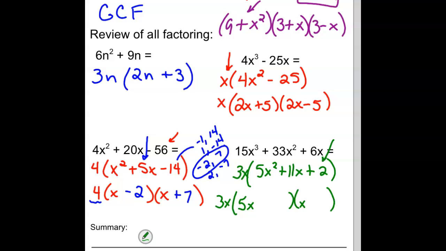To get a 2, we are just looking at the pair 1 and 2, but we need to place them to create an 11 in the middle. So if you put the 2 on the outside here, when you do outsides, you would get 10x, and insides you would get 1x, and that's going to get us the 11x in the middle.